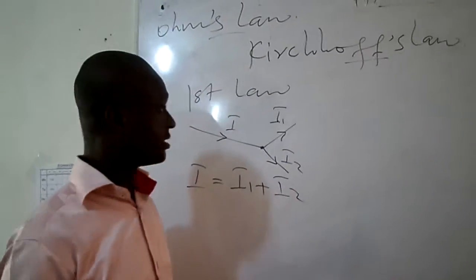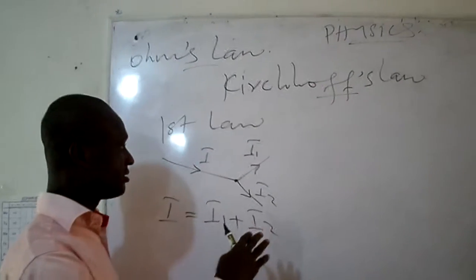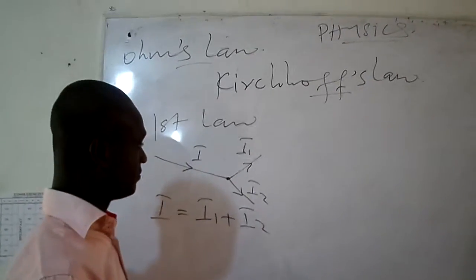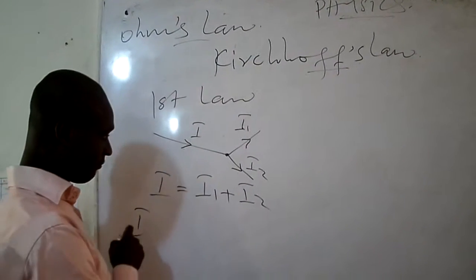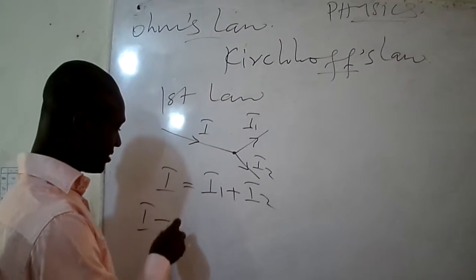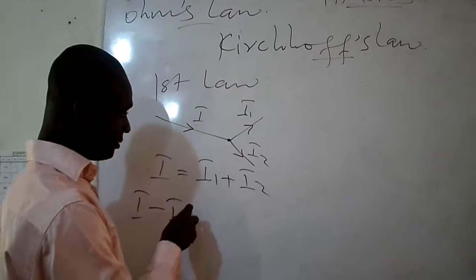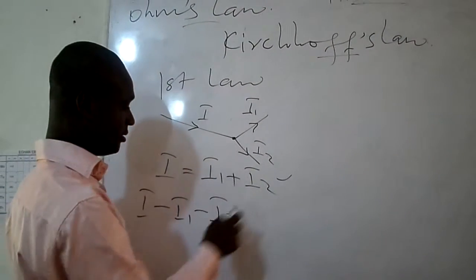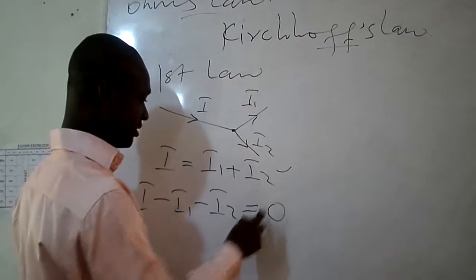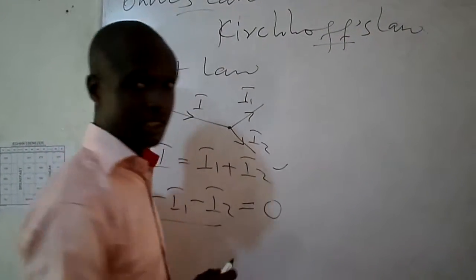It can also be stated as: the algebraic sum of currents at a junction is equal to 0. It means that I minus I1 minus I2, according to the equation we have here, will be equal to 0. That is Kirchhoff's first law.